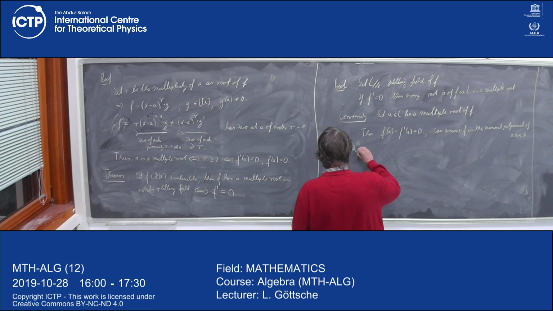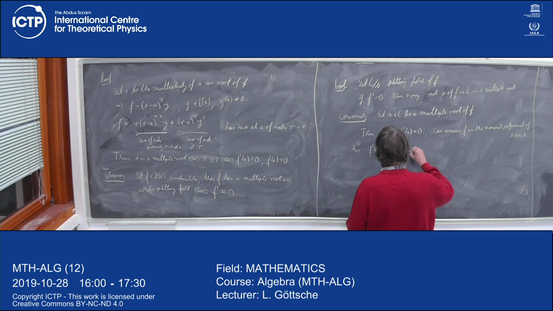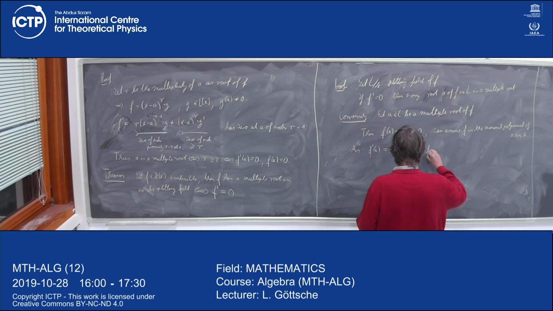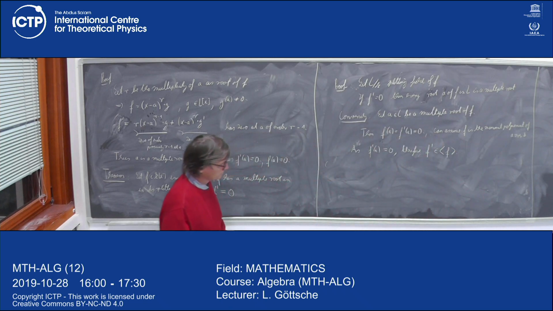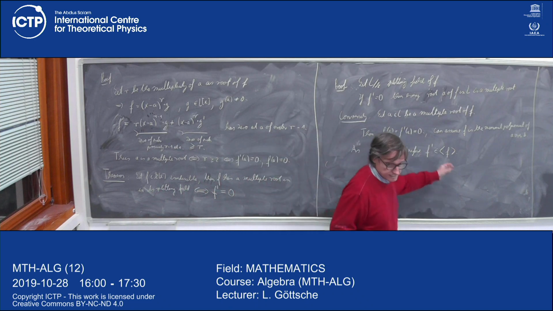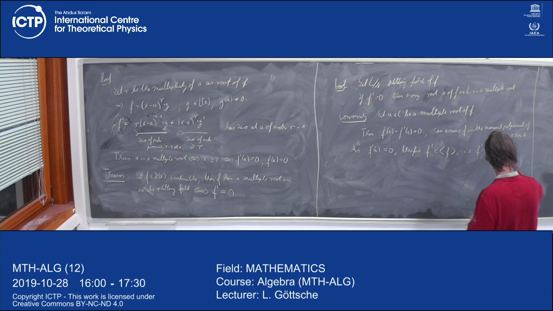So as f prime of A is equal to 0, it follows that f prime is an element in the ideal generated by f, because f generates all of those. So that means f prime is equal to g times f, with g in K[x].